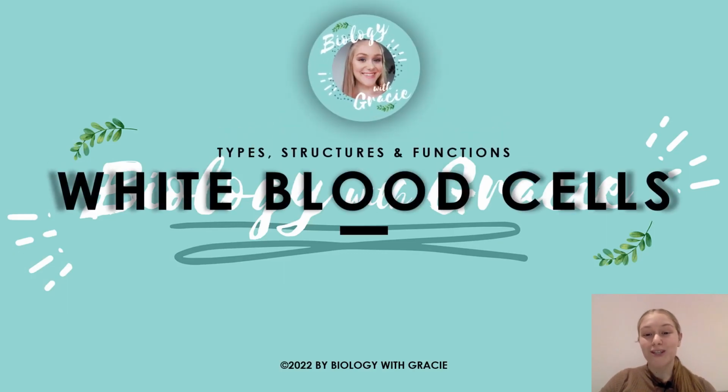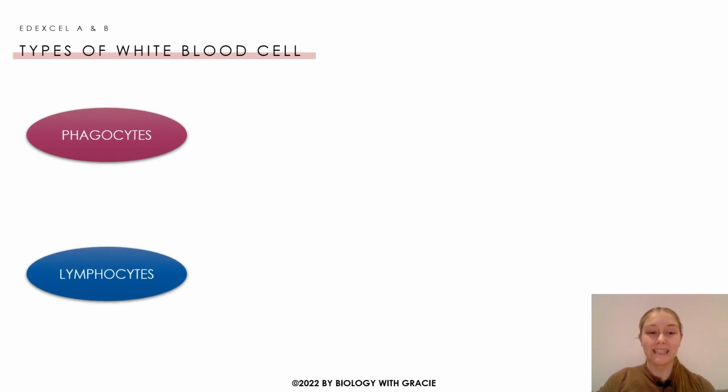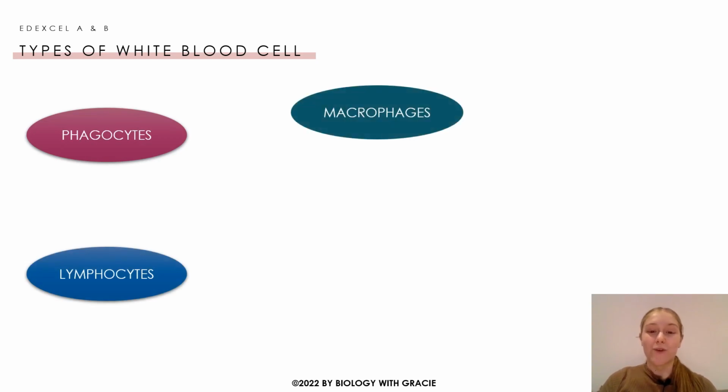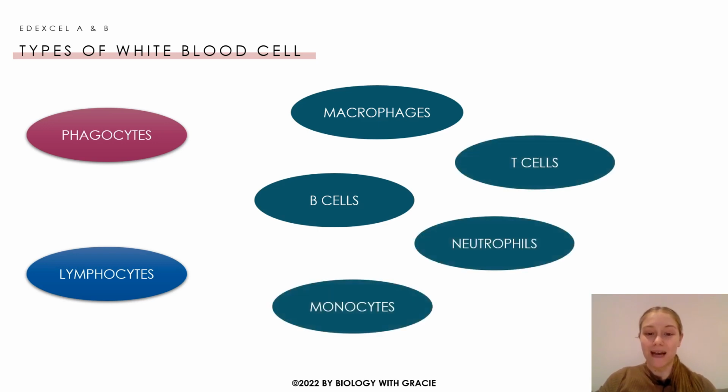So first we're going to start with white blood cells. We're going to talk about the types, the structures and the functions. First we're going to start with our two types of white blood cells. So we've got phagocytes and we've got lymphocytes. These are the main two groups. We've got macrophages, B cells, T cells, neutrophils and monocytes. These are all different types of white blood cells that fit into the two categories of phagocytes and lymphocytes.